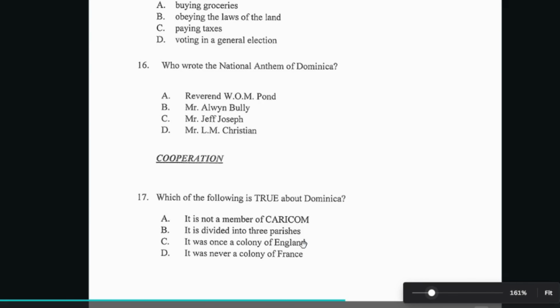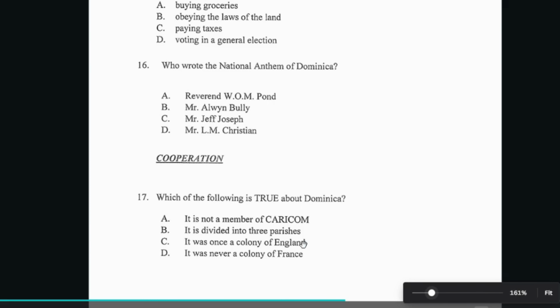So A is definitely a function. B is a function. C, increasing trade among Caribbean member states, is a function of the CARICOM Single Market and Economy. But D, fostering cultural exchange among Caribbean countries, would not be a part of that. The CARICOM Single Market and Economy is about trade and free movement in the Caribbean, but it does not really involve cultural exchange. So number 20, the answer would be D.